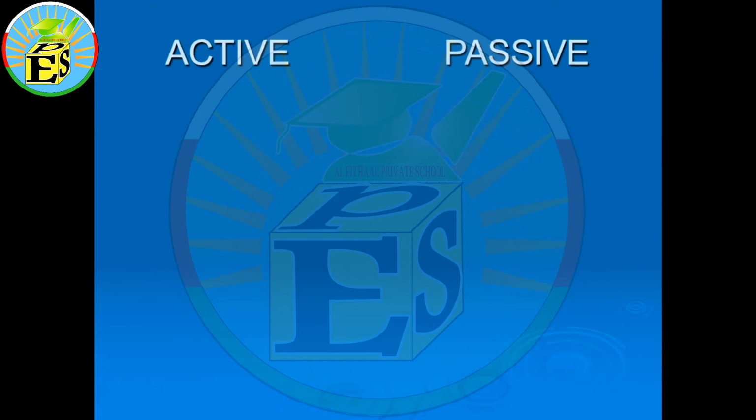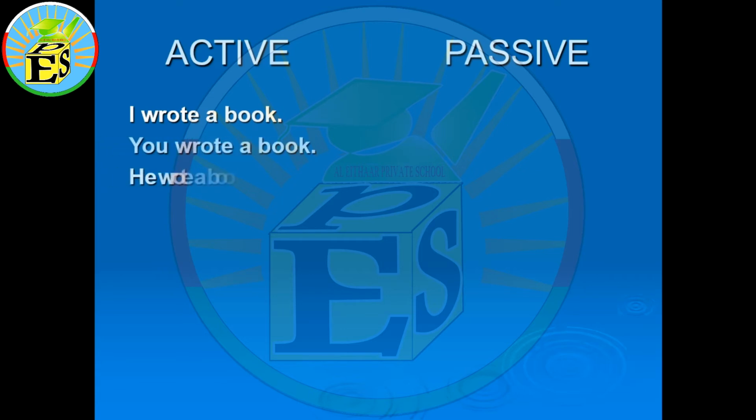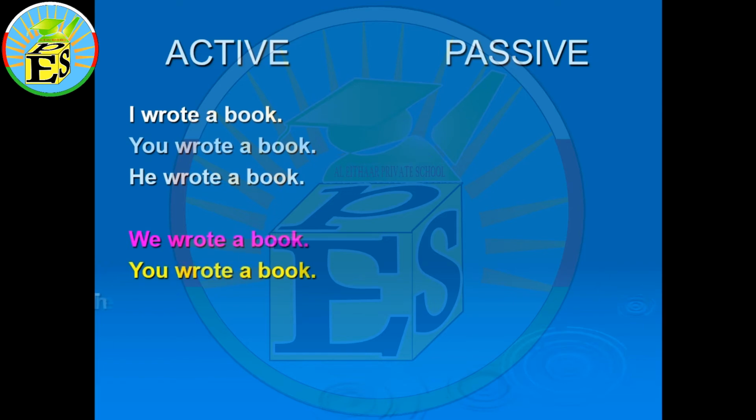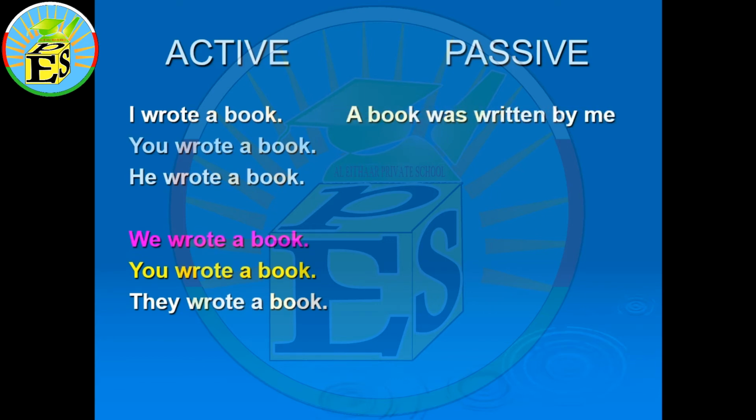Look at the examples and the difference between all sentences in past, active and passive. I wrote a book. You wrote a book. He wrote a book. We wrote a book. You wrote a book. They wrote a book. And in passive, when I say I wrote a book, it becomes: A book was written by me.